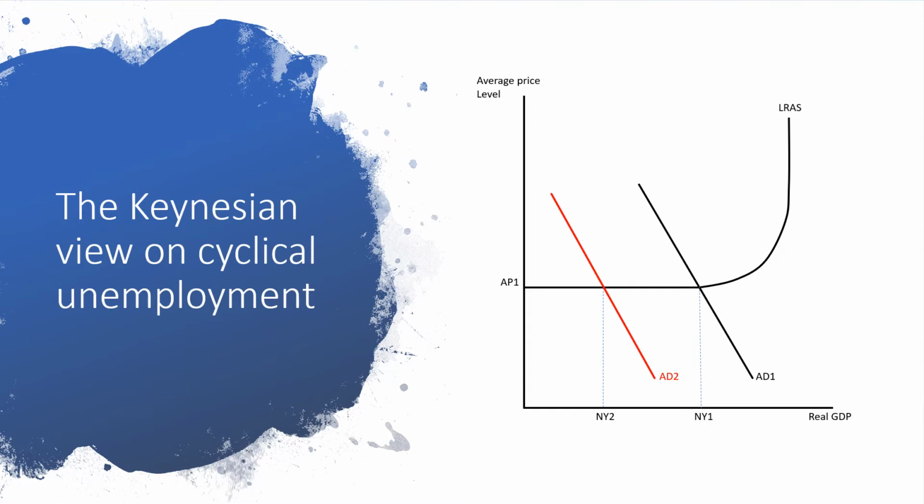Look at the AS/AD diagram again and see how the decrease in aggregate demand from AD1 to AD2 causes a decrease in the equilibrium level of real GDP from MY1 to MY2. That's a recession, a fall in real output. In a Keynesian world, cyclical or demand deficient unemployment can be caused by anything that decreases aggregate demand.